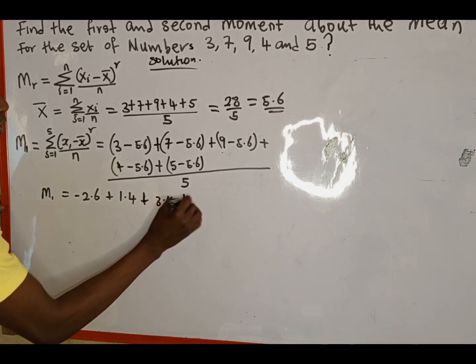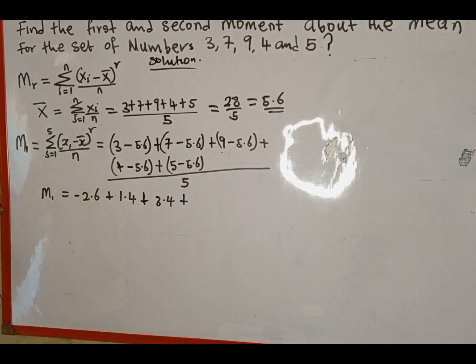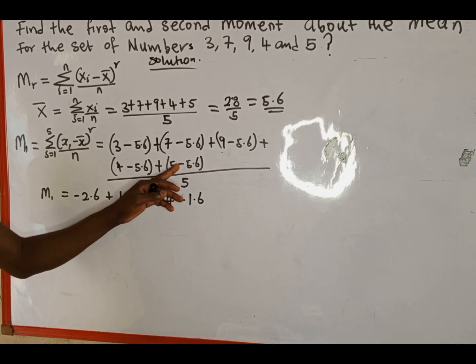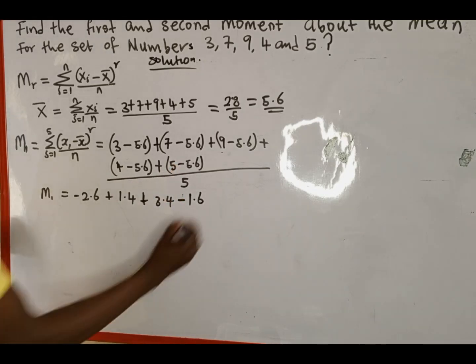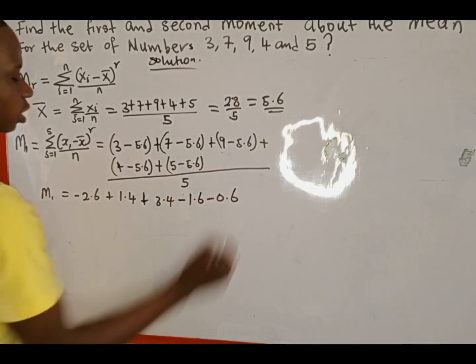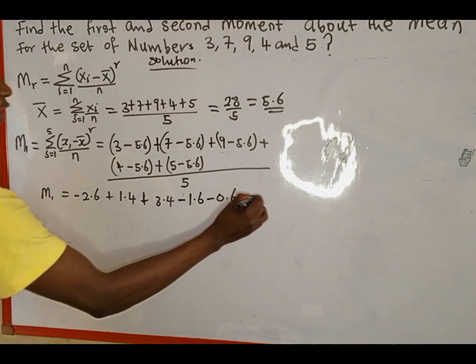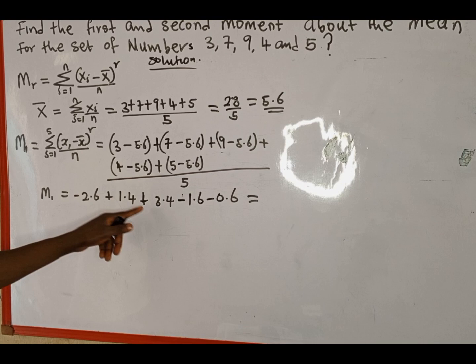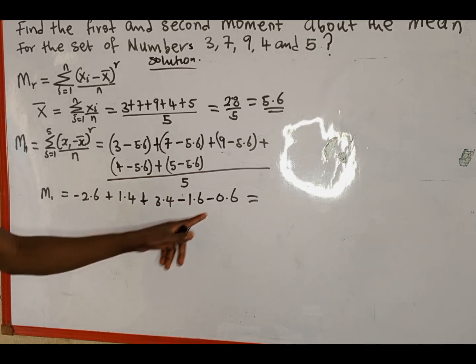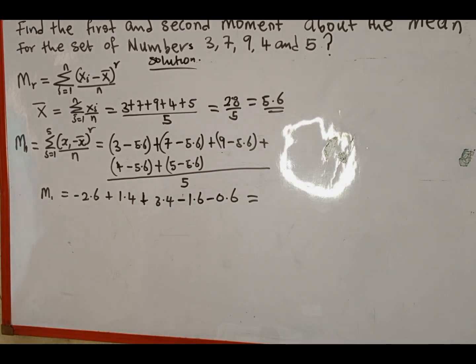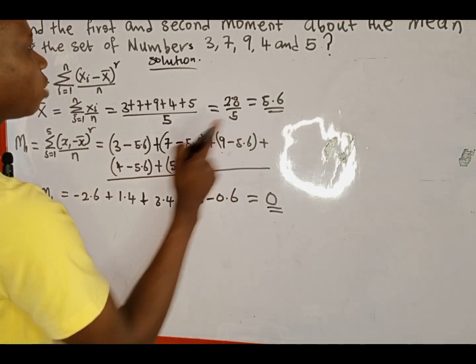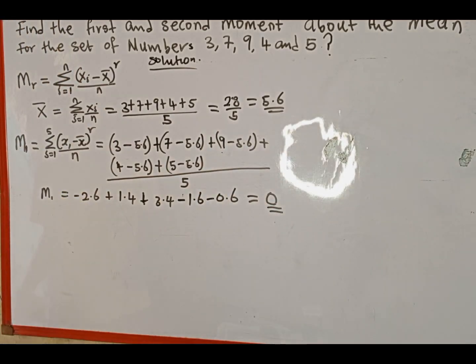Then plus 4 minus 5.6 is going to give us minus 1.6. And the last one is 5 minus 5.6, which is going to give us minus 0.6. So if you add up everything together, minus 2.6 plus 1.4 plus 3.4 minus 1.6 minus 0.6 is going to give us 0. So therefore, the first moment about the mean of this data is equal to 0.